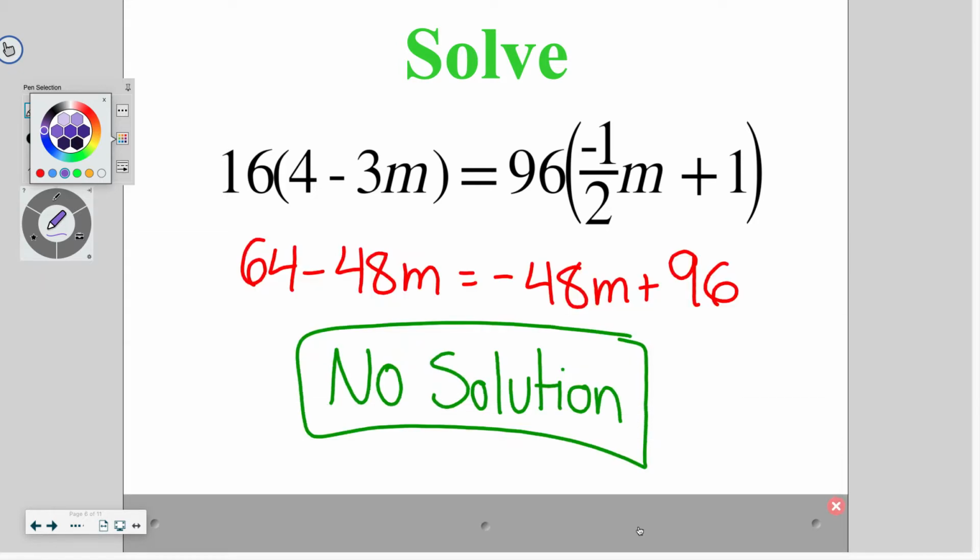After we distribute, we're going to end up with 64 minus 48m is equal to negative 48m plus 96. Our variables are the same, but the other numbers are different, giving us no solution.